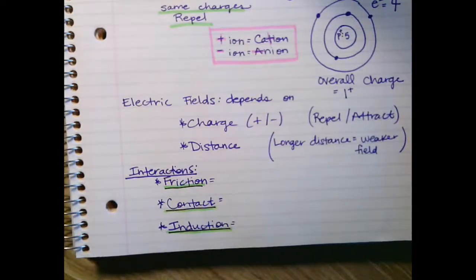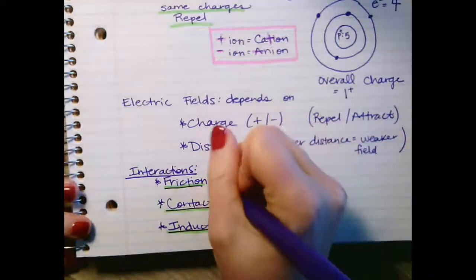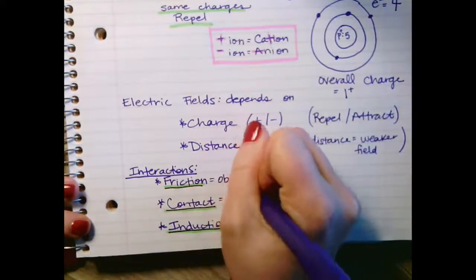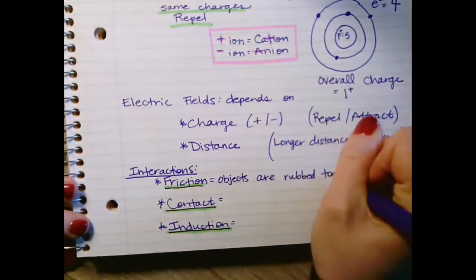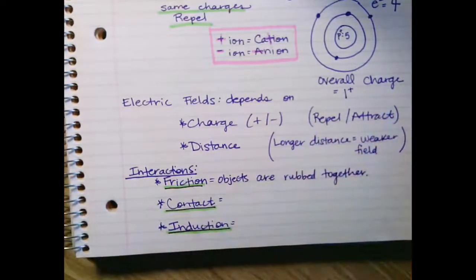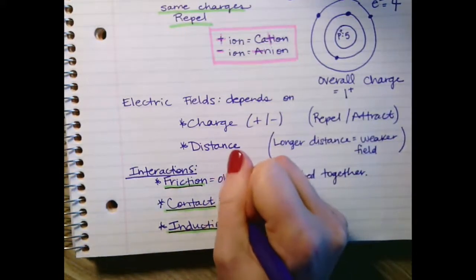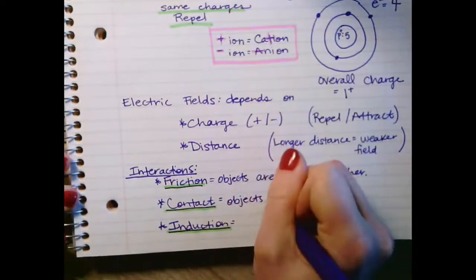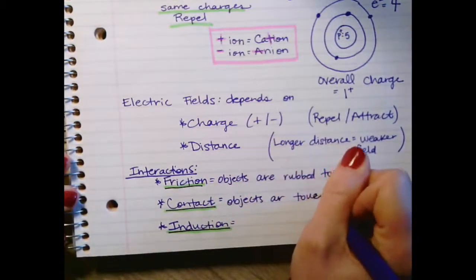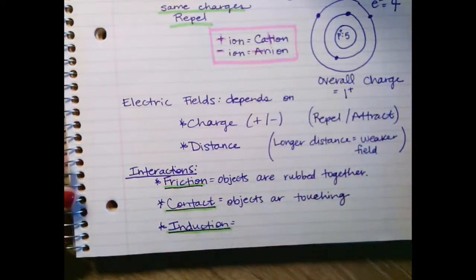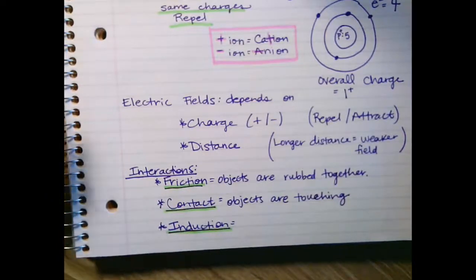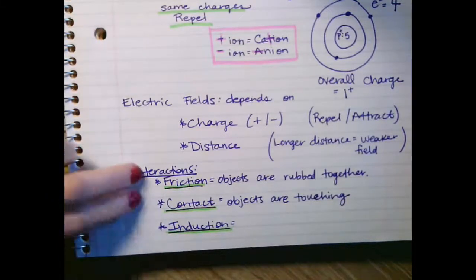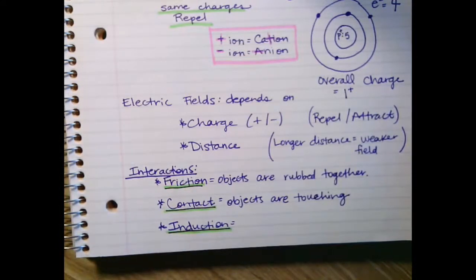So friction is when the objects are rubbed together. Okay, objects are rubbed together, where contact just literally means that the objects are touching. And we can move electric fields through any of these three. Okay, it's not just a field that acts at a distance, it can also be touching and converting that charge.